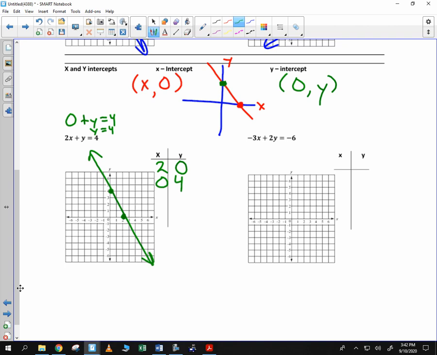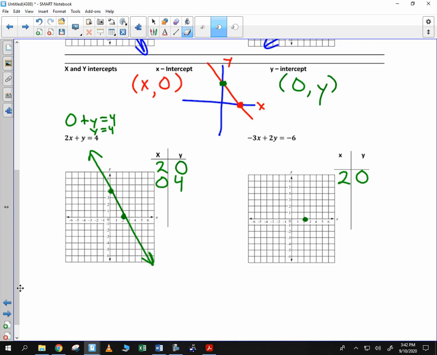The next one, we'll find the x-intercept by plugging in 0 for y. And notice how it just goes away. You get -3x = -6. We divide by -3, and x is 2. So it crosses at 2.